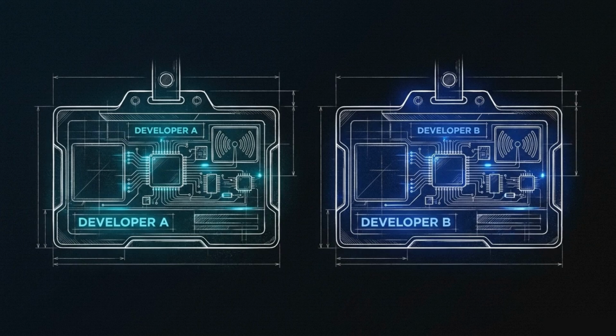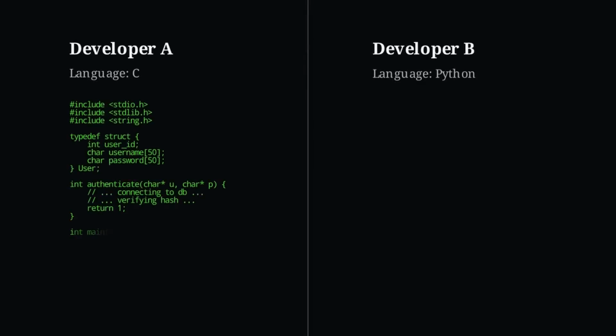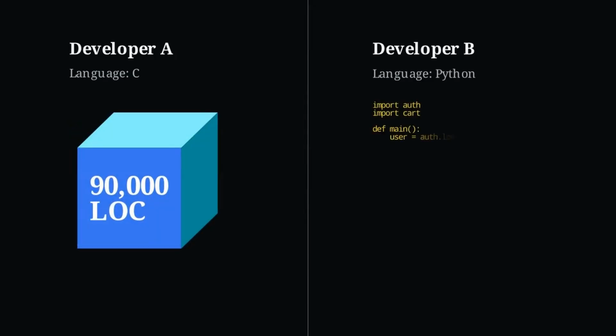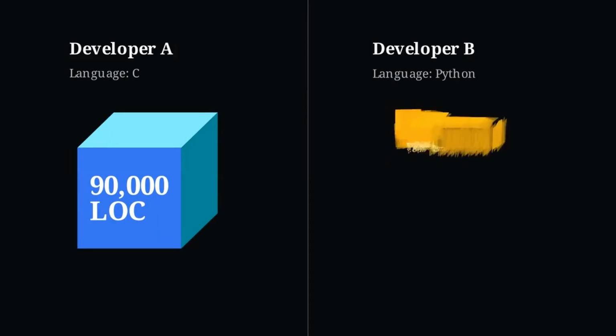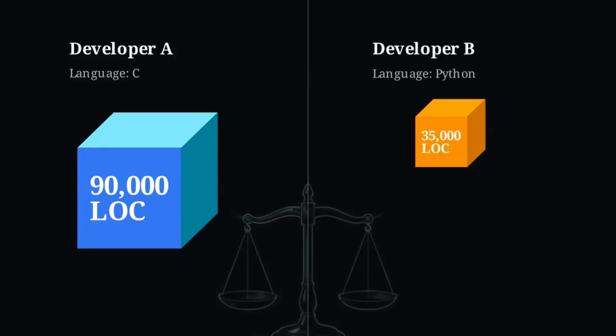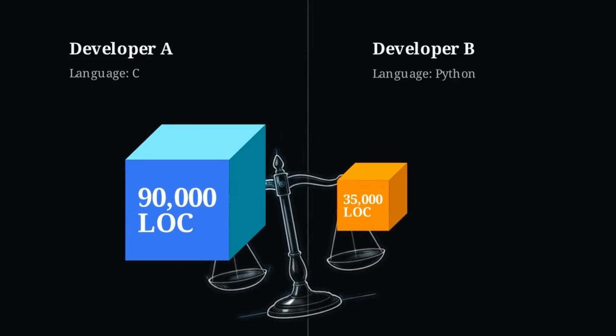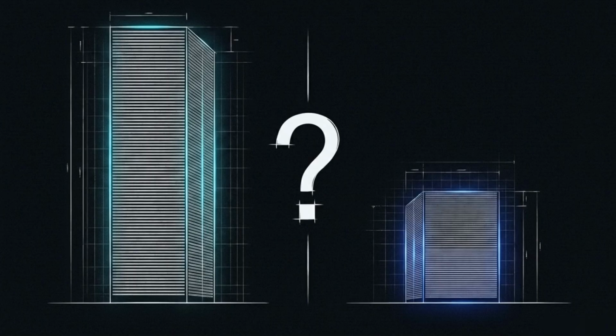Imagine two developers are tasked with building the exact same online shopping system. Developer A builds the system in C, resulting in a massive block of 90,000 lines of code. Developer B builds the exact same system using Python. It requires only 35,000 lines. Placed on a scale, the C program is visibly heavier. Based purely on this data, is the C program nearly 3 times larger than the Python program?